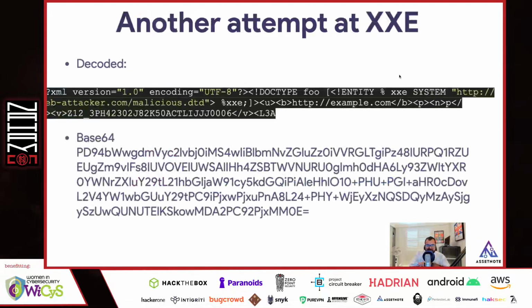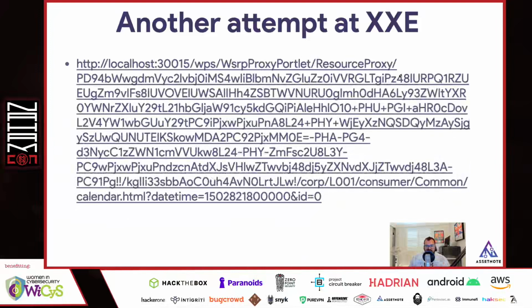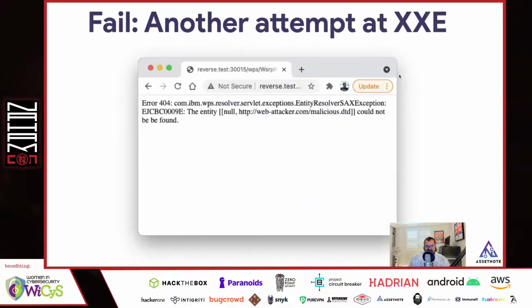We had another attempt at XXE, so we tried crafting a payload like this and base64ing it, and then we tried hitting this resource proxy portlet, which takes in XML as a base64, and we thought maybe we can get XXE this way. And this was obviously found by auditing the source code, and what we found was ultimately it was well protected against XXE. None of the DTDs were being resolved, and we weren't able to successfully achieve XXE.